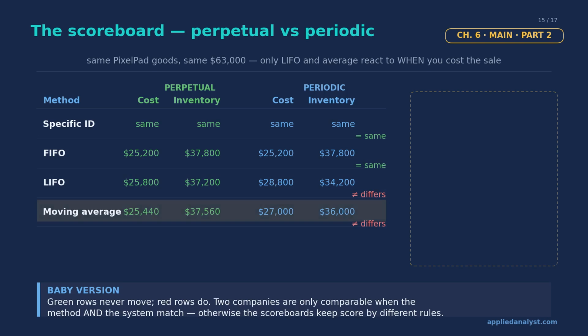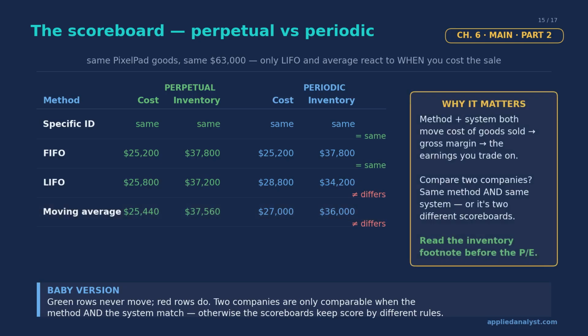Now, why this matters for you. The method and the system both move cost of goods sold, which moves gross margin, which moves the earnings you trade on. Same company, same shelf, different system, different margin. So when you compare two companies, make sure they use the same method and the same system, or you're comparing two scoreboards keeping score by different rules. Read the inventory footnote before you trust the price-to-earnings ratio. That footnote is where a sharp analyst catches what the headline hides. Build that habit now. It's the one a future analyst or portfolio manager leans on every single day.